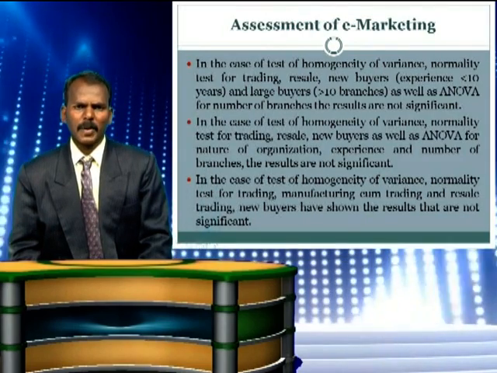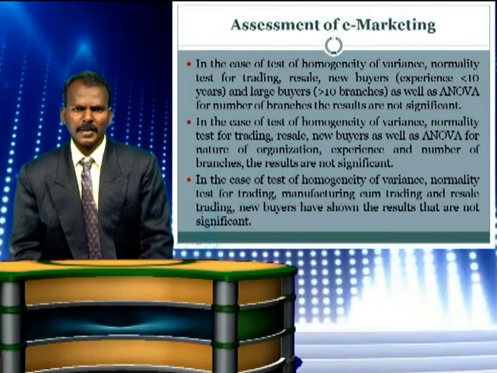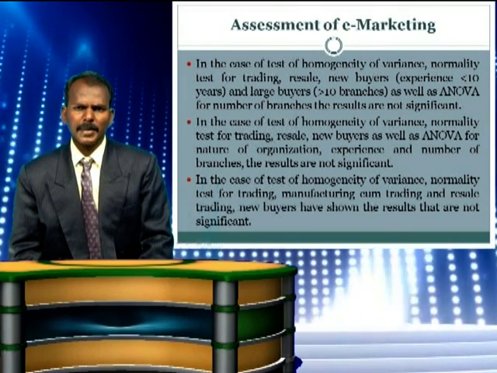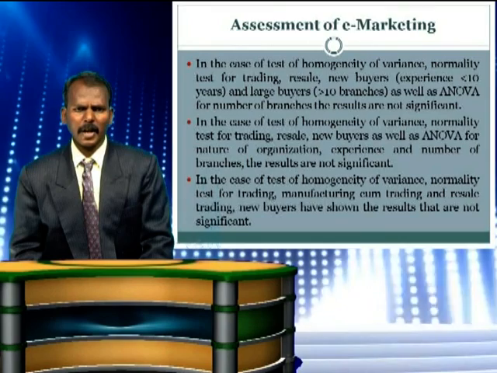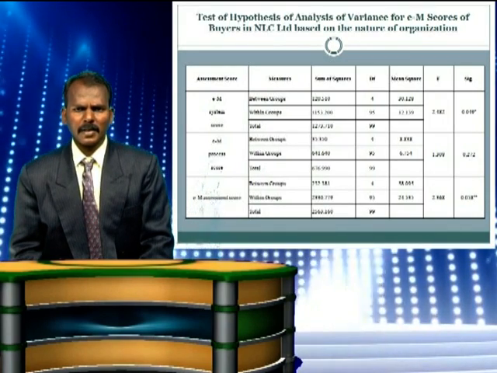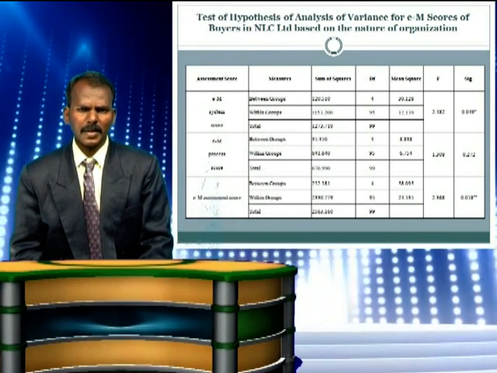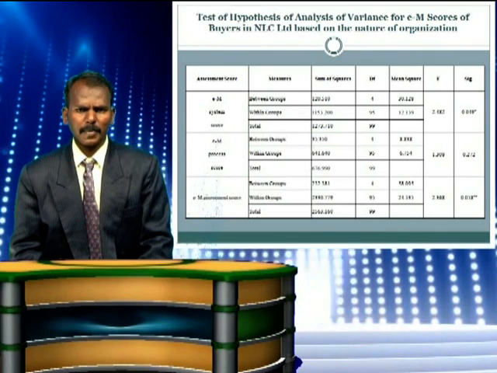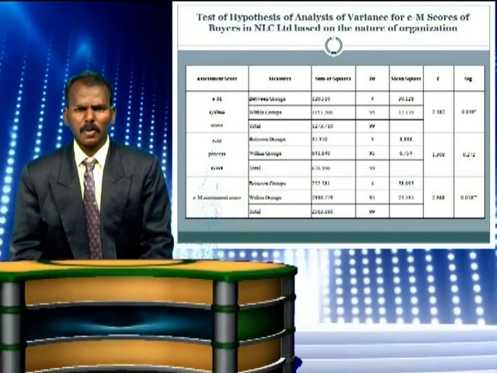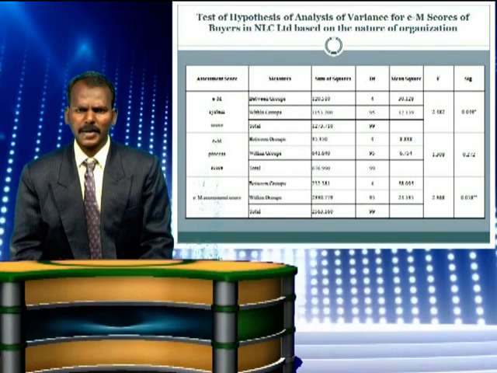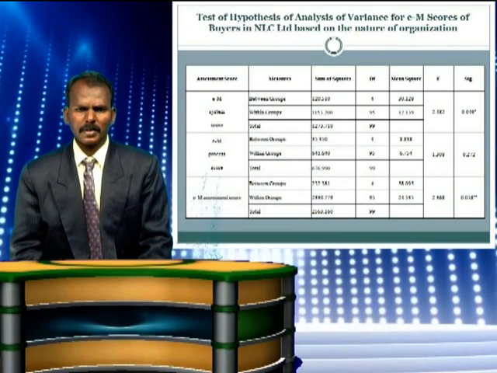The assessment of e-marketing. In the case of test of homogeneity of variance and normality test for trading, resale, new buyer, experience below 10 years and largest buyer above 10 branches, as well as ANOVA for number of branches, the results are not significant. In the case of test of homogeneity of variance and normality test for trading, resale, new buyer, as well as ANOVA for the nature of organization, experience and number of branches, the results are not significant. In the case of test of homogeneity of variance and normality test for trading, manufacturing cum trading and resale trading, new buyer, the results are not significant.